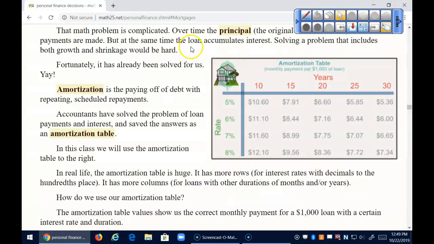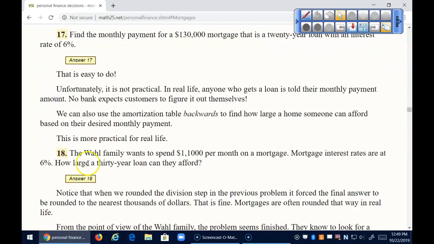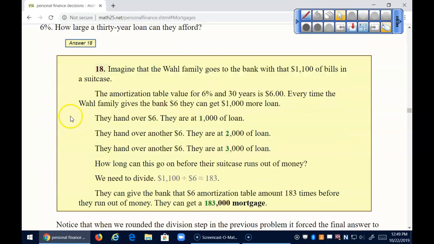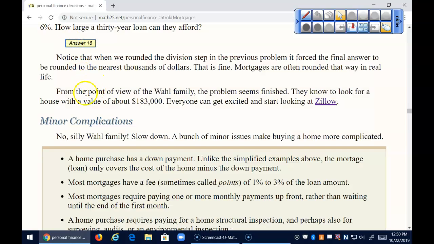Okay, so where were we? So that one was 930, and this one is about 183. In this box, I'm walking through the briefcase of money thing that I just did a moment ago. They show up with $1,100 in the briefcase. They give $6 to the bank teller. How many times do they do that? They run out after 183 times, so they got 183,000.